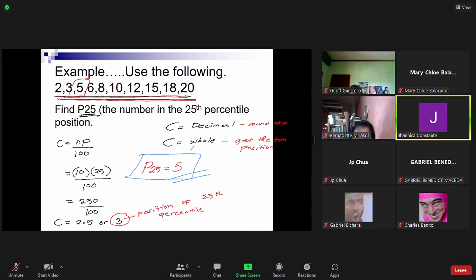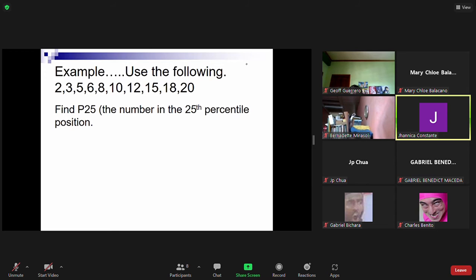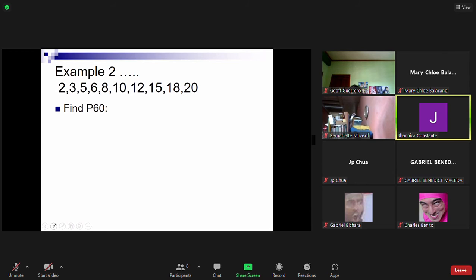So let's have an example wherein the value of C is a whole number. In the previous example, we had a decimal, so we just rounded it off, and then we were able to find the percentile. For example, we have the same set of data, but we're going to find the 60th percentile in the set of data that we have.